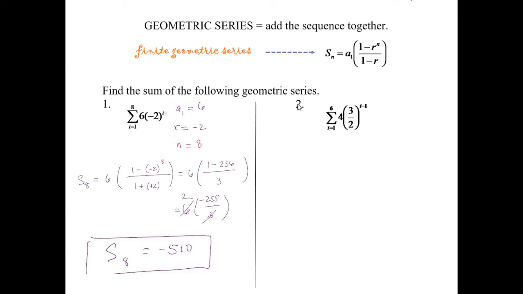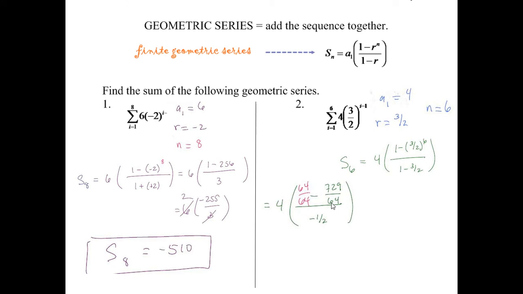All right. For number 2, what do I have? A sub 1 is 4. My ratio is 3/2. My upper bound is 6, so my n is 6. Again, I'm going to do the same thing where I plug it into this formula. The sum of the first 6, so s sub 6, is equal to a sub 1, which is 4, times 1 minus r to the 6th power, where r is 3/2, divided by 1 minus 3/2. And again, I trust that you could figure this out on your own, but if you don't get all these right here, then don't worry about it too much. You can come back and get them, or you can figure it out.